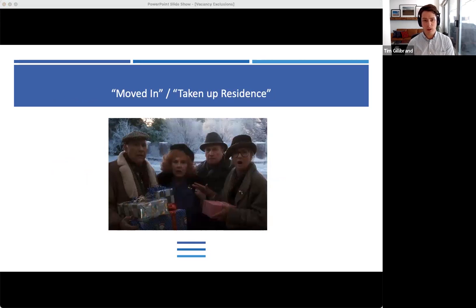So as I mentioned earlier, the policy definition also says the property is vacant after one occupant vacates the property and before another moves in or takes up residence. So whether someone has moved in or taken up residence, these are issues that come up, I would say, less often in this type of a dispute, but they do lead to some interesting case law, and they're obviously important to know depending on your circumstances.